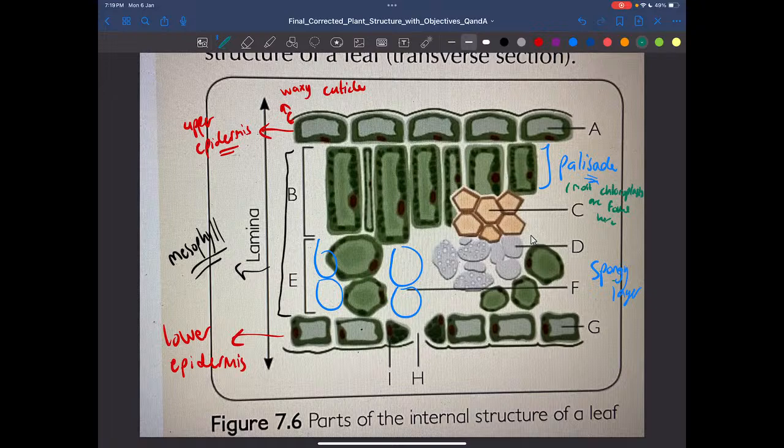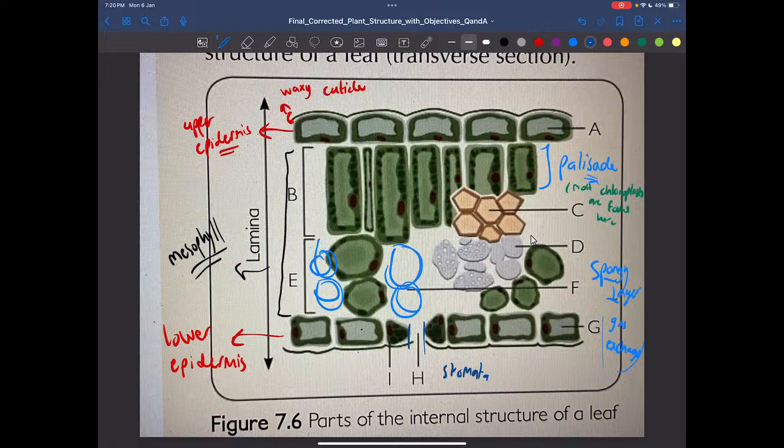While the spongy layer, since we have a lot of empty spaces, is going to be good for gas exchange. Didn't we say we need gas exchange for photosynthesis? So this is where gas exchange occurs. Now, in the lower epidermis, as you guys can see, we have a pore. What is this pore? This pore is the stomata. Again, we need a way for carbon dioxide to enter and for oxygen to leave.